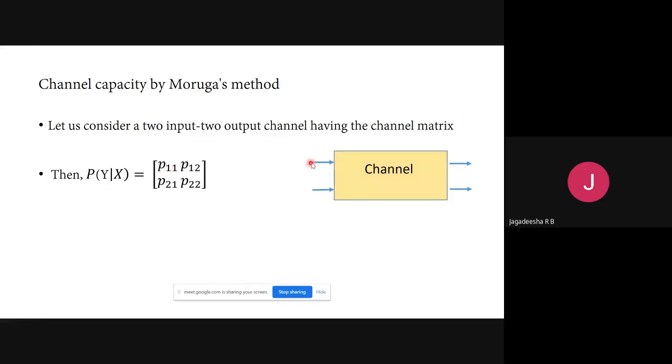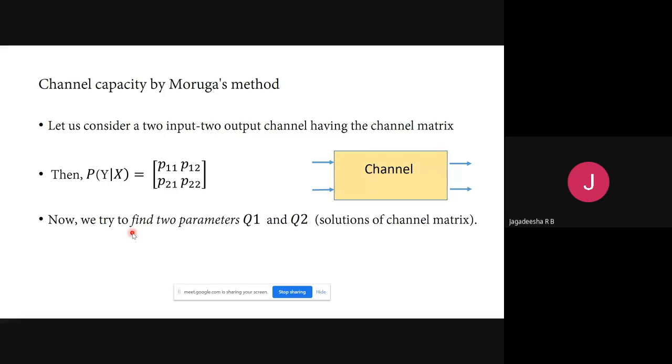P11 represents the probability of data transmission at input point one and collection of the data at output point one. And P12, this is the point number one at the input, and this is the point number two at the output. Then what is the probability? Similarly, P21, P22. P21 represents that at point number two of the input, we send some information and we collect the information at output point number one. Similarly, P22 represents the probability of sending the data through the second input point and collecting the output at the second output point. So this is the well-known way of representing the channel matrix when we know the probability of the inputs.